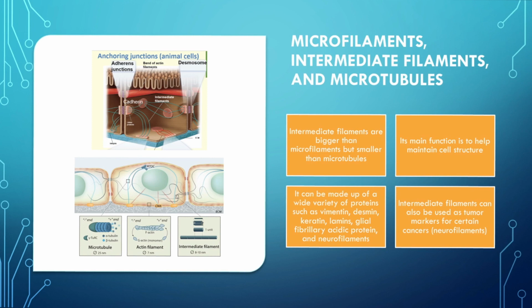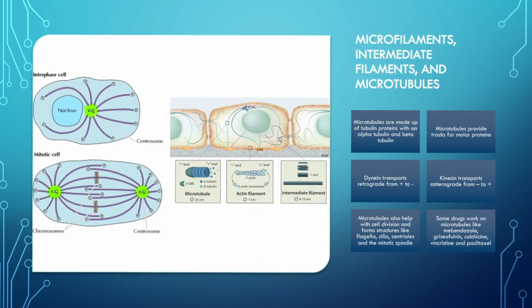Lastly, intermediate filaments can also be used as tumor markers for certain cancers. Let's remember that neurofilaments can make up an intermediate filament, and neurofilaments, if they are detected, can be used to detect neuroblastomas.